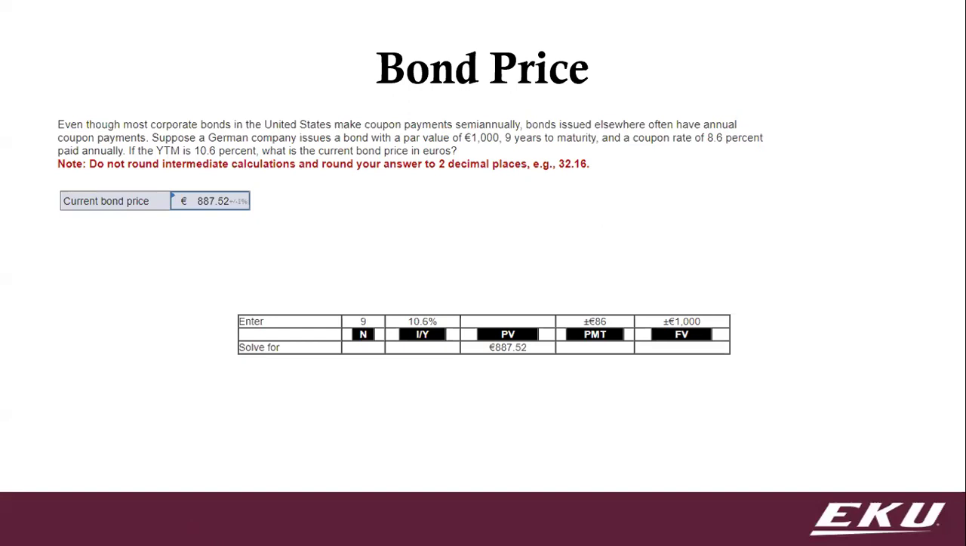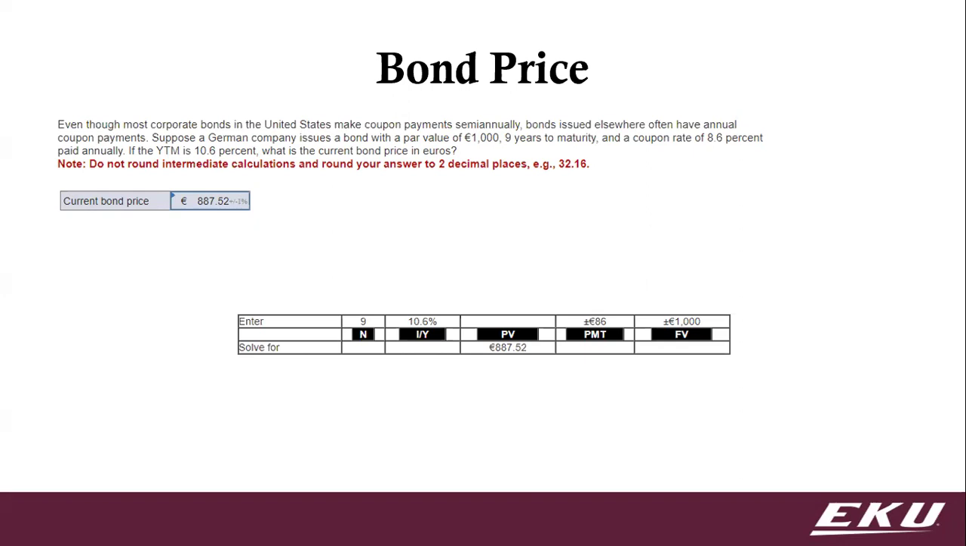It says, even though normally we do semi-annual, other places they may have annual. So we're looking at a non-US bond making annual coupon payments. Don't get too caught up in that. Just understand almost always the bonds you'll be exposed to will be semi-annual. But sometimes we do work with annual more so because it's easier to start with. So this is going to be an annual bond.